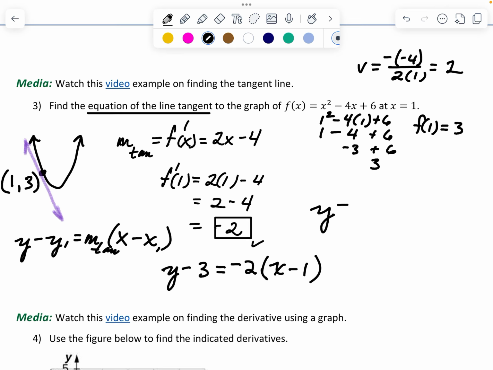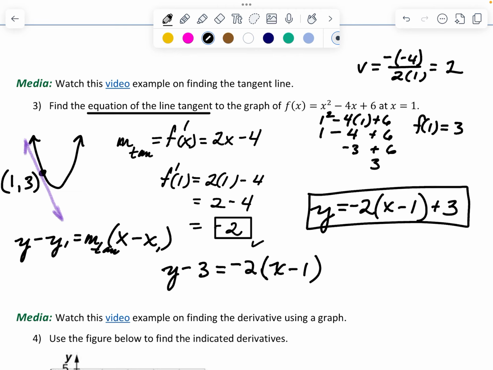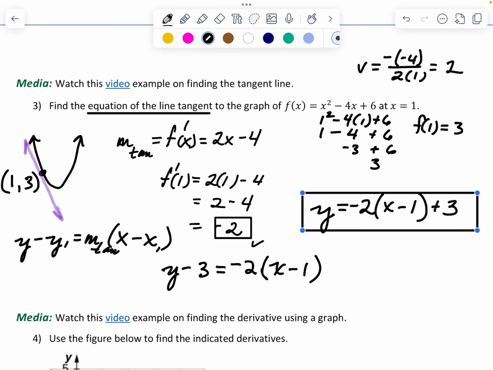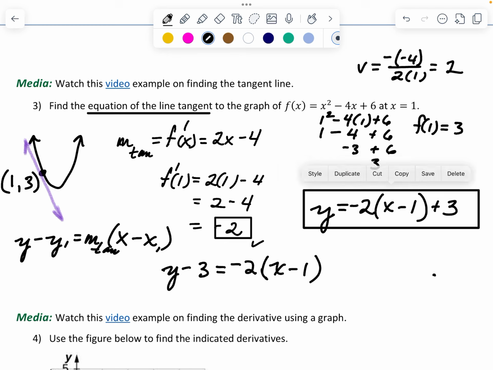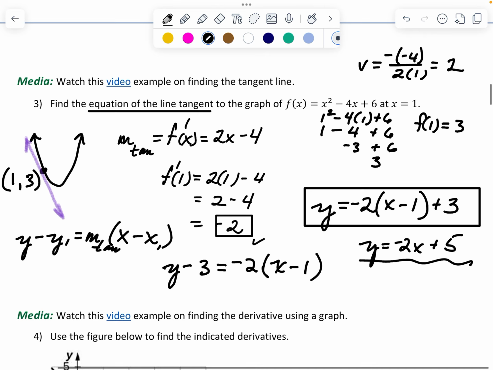Now, a good thing to do if you're not sure, I'm going to write this as y is equal to -2 times x minus 1, and then I'm going to add 3 to both sides. So find the equation of the tangent line to the graph. There it is. There you have it. Now that's sort of in point-slope form, but you could write it however you think you need it, or if you want y is equal to -2x, I think plus 5, that would give it to you as well.